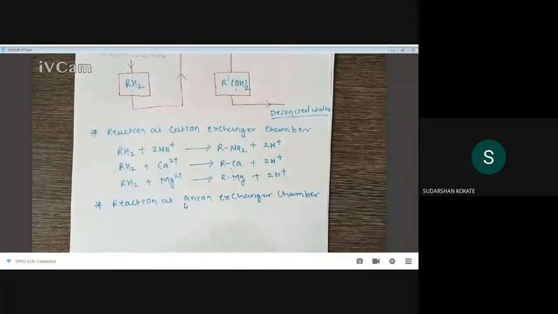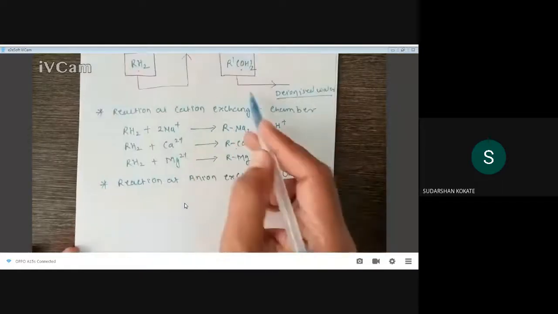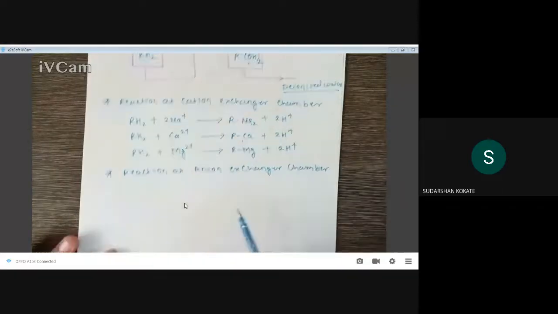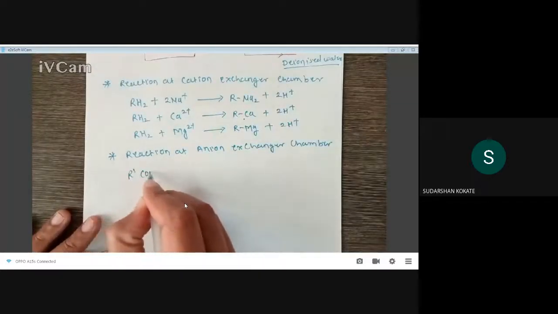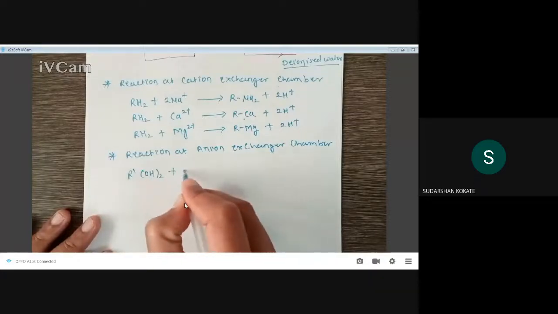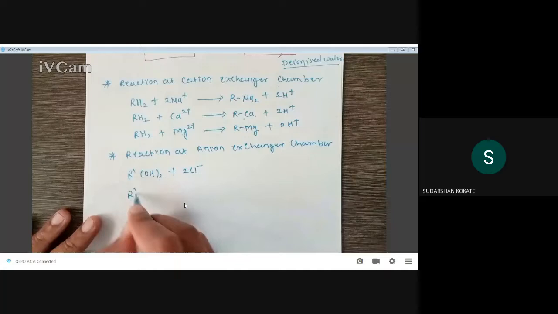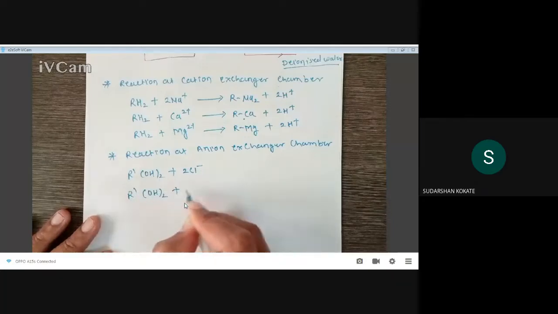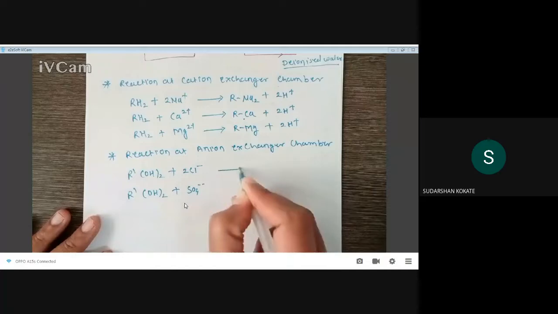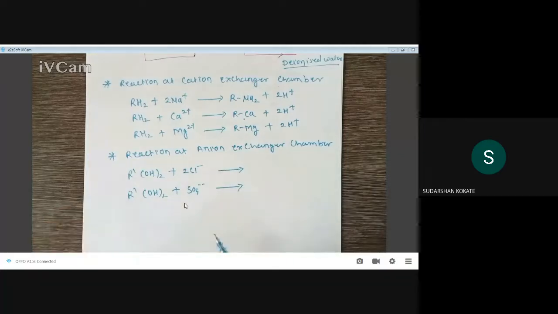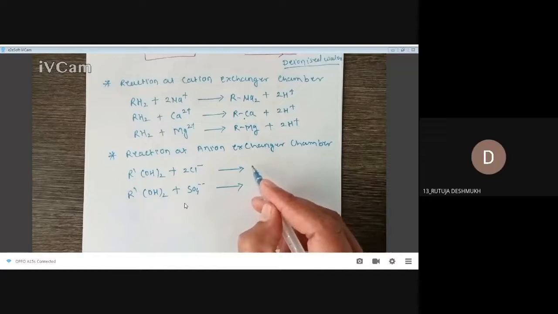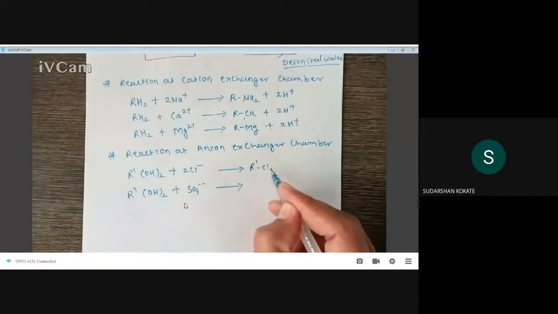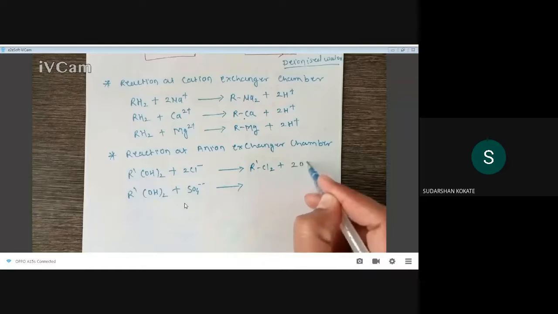So in the anion exchanger chamber, the anion exchanger resin is R-OH twice. Suppose chloride, R-(OH)2 plus SO4 minus minus sulfate is there. Now predict the product. The twice OH minus ion is replaceable with the anion. So what does it form? R-Cl2. Yes, very good. R-Cl2 plus twice OH minus ion.